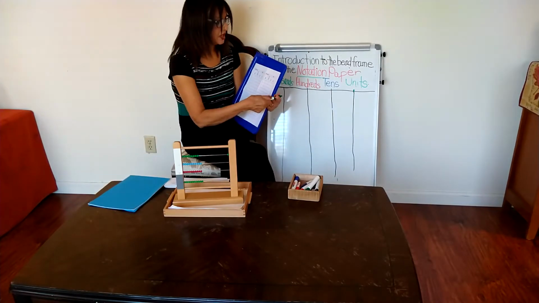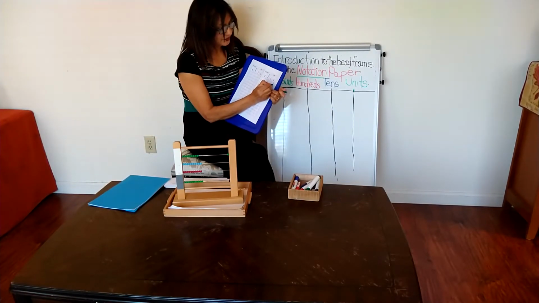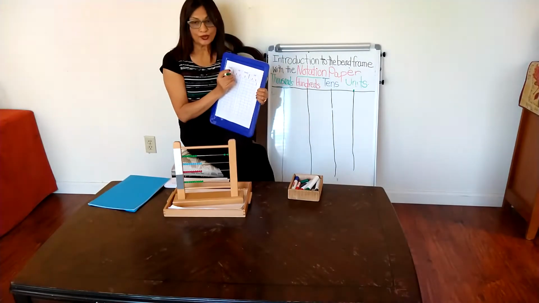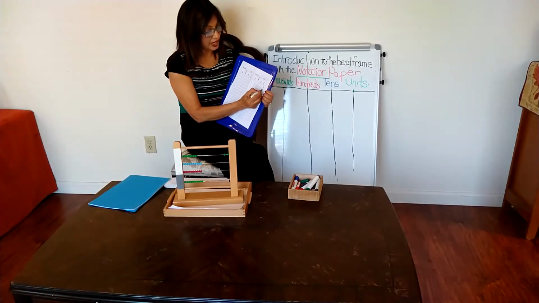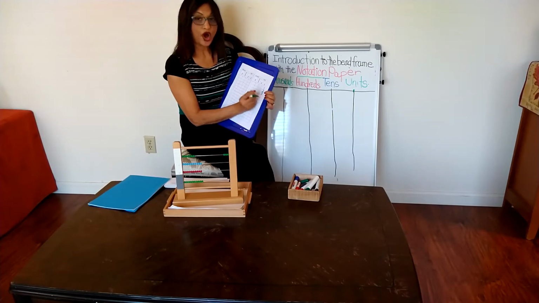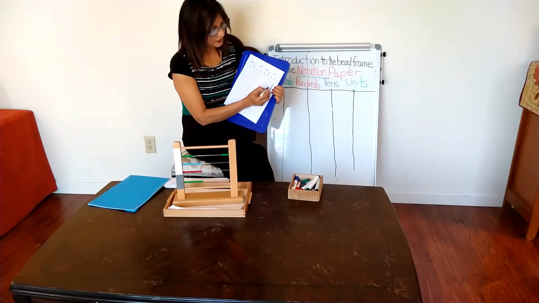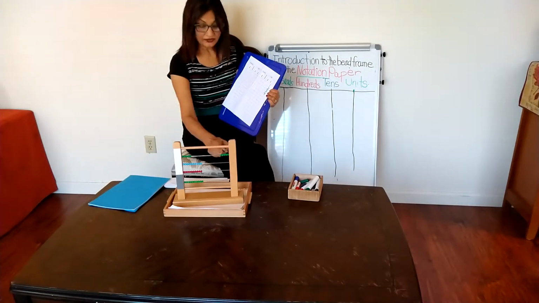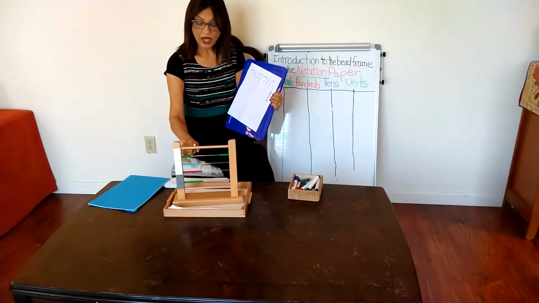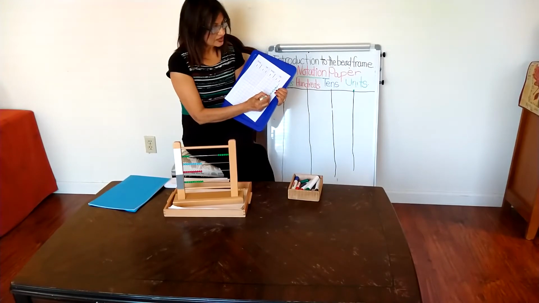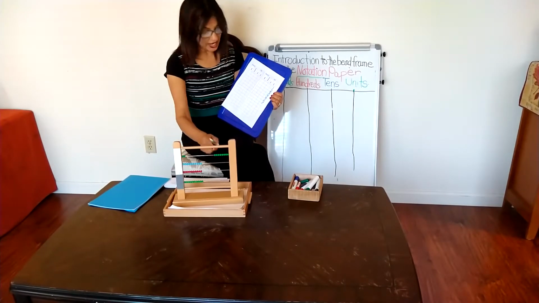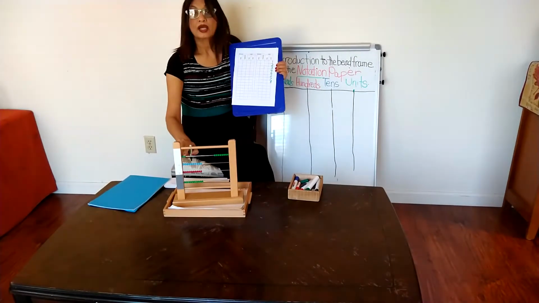1, 2. So I'm going to write down 2 on the vertical line here. 3. 3 on the line. 4, 5 units. 5 units on the notation paper on the vertical line. 6, 7 on the vertical line, 8, 9.